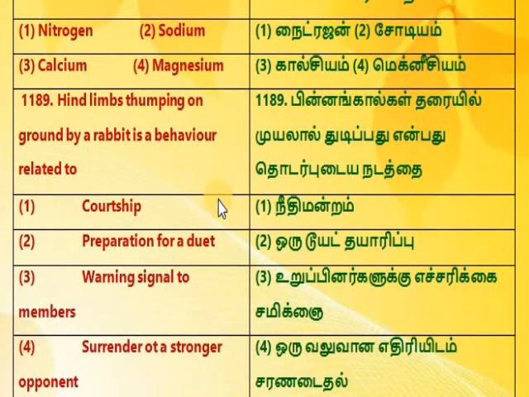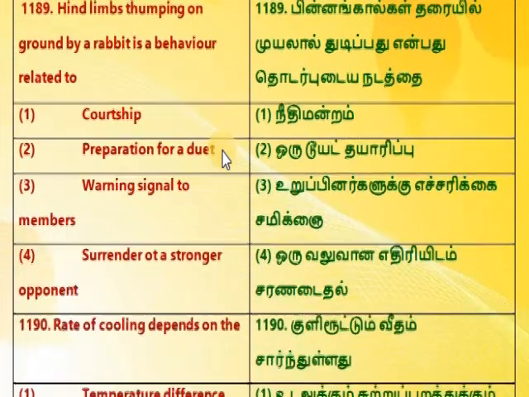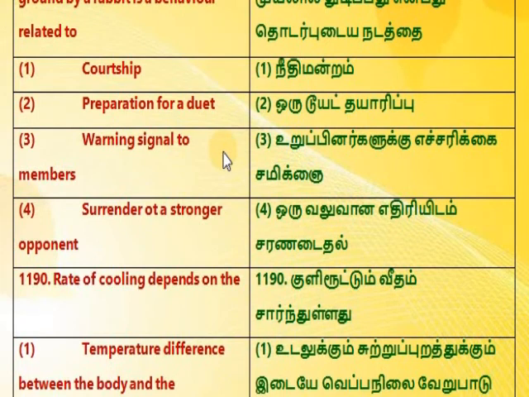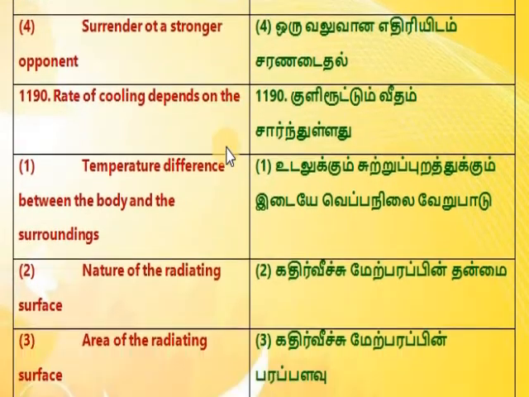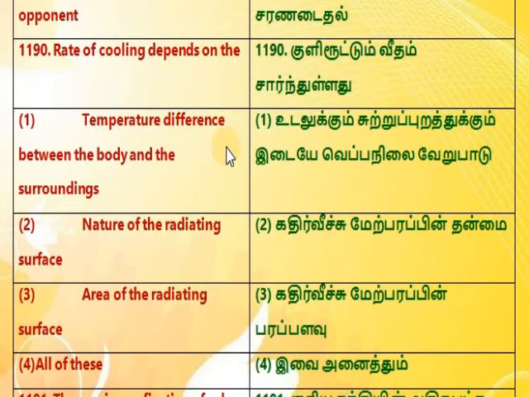1189. Hind limbs thumping on ground by a rabbit is a behavior related to: 1. Courtship, 2. Preparation for a duet, 3. Warning signal to members, 4. Surrender to a stronger opponent. 1190. Rate of cooling depends on the: 1. Temperature difference between the body and the surroundings, 2. Nature of the radiating surface, 3. Area of the radiating surface, 4. All of these.